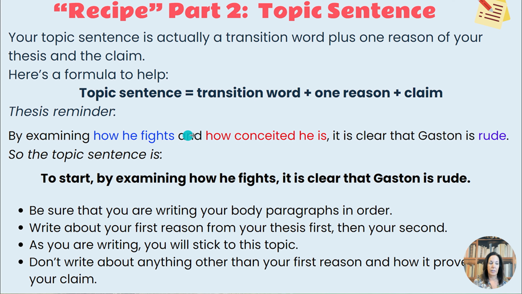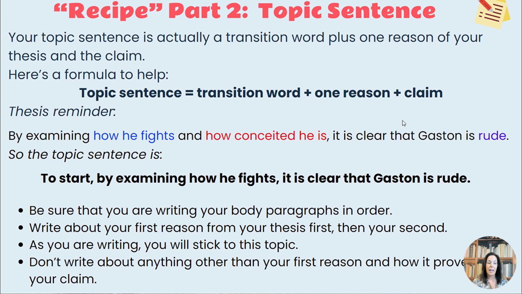Here's your thesis reminder. By examining how he fights and how conceited he is, it is clear that Gaston is rude. So your topic sentence would be, "To start," because that's your transition, "by examining how he fights," which is your first reason, "it is clear that Gaston is rude," which is your claim.